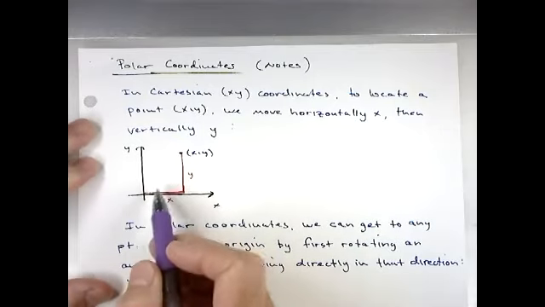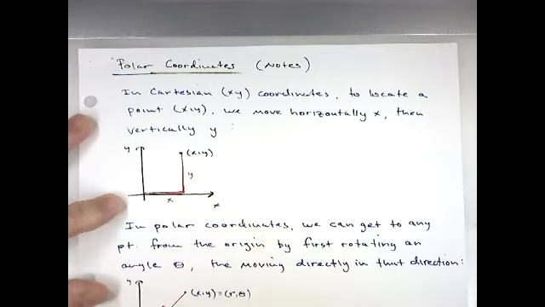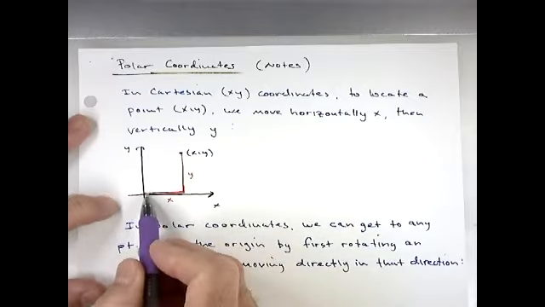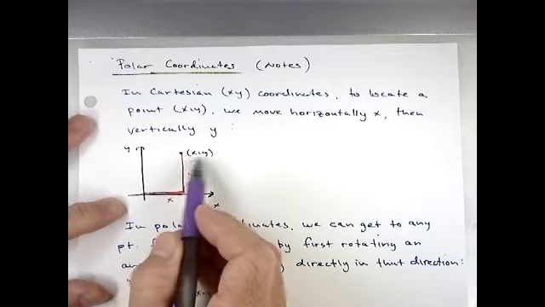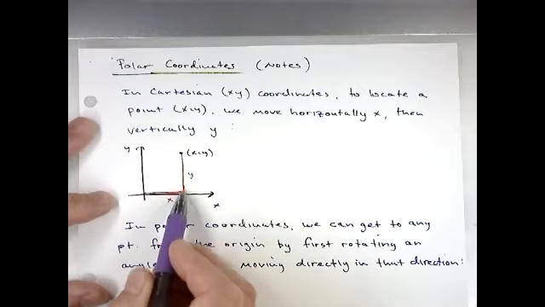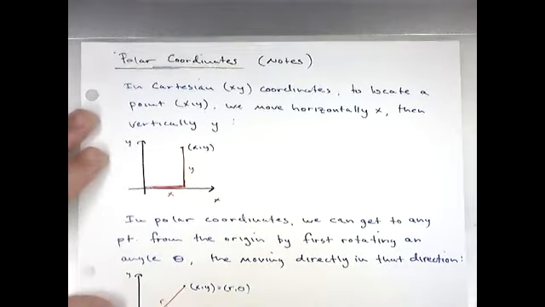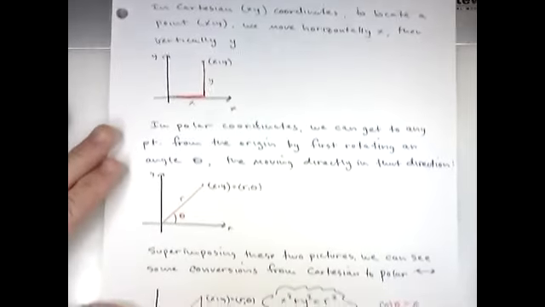And all we're talking about here is just a different coordinate system for locating a point in two-dimensional space. So Cartesian coordinates, or the rectangular coordinate system: how do we get to a point x, y? We move horizontally in the x direction and then vertically in the y direction, and that takes us to the point. In polar coordinates, we think about it this way.